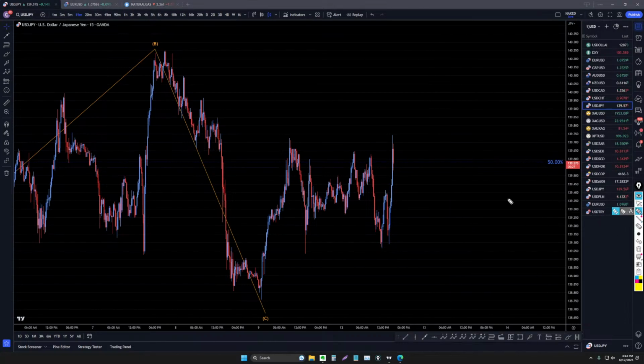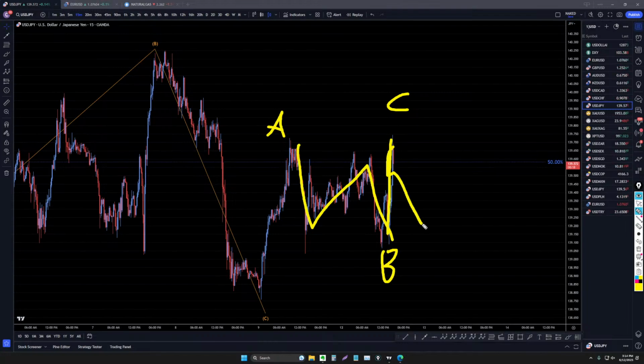Yeah, that would actually make sense on this one too. We got an A, we got 3 waves down for a B, and then we got an uptrend for a C. Boy, that actually would make a lot of sense on this one too, actually, now that we look at it again.